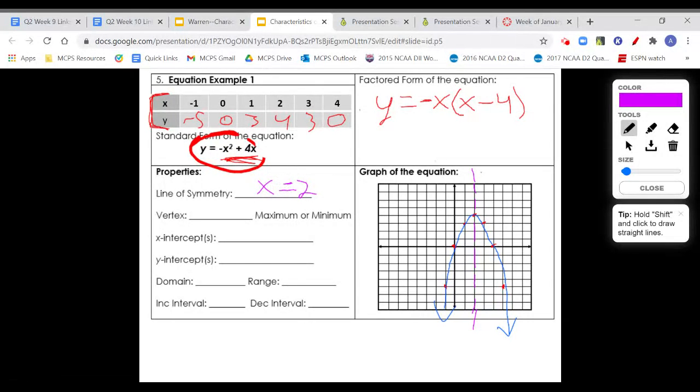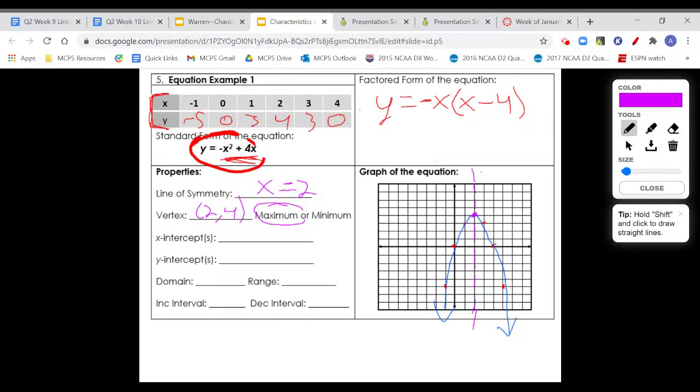My vertex here, this point right here, because that's sort of that middle point, is the very top of my graph. That is at (2, 4). And in this case, this is actually a maximum because you'll notice this is a little bit different. This is at the top of that graph.